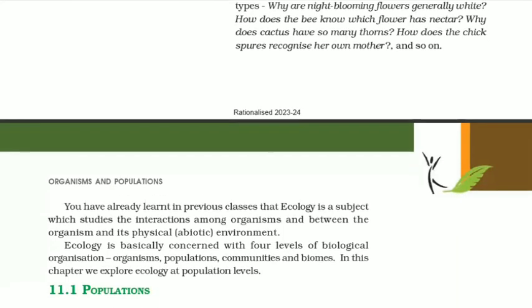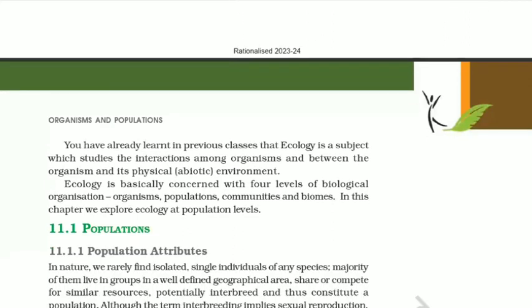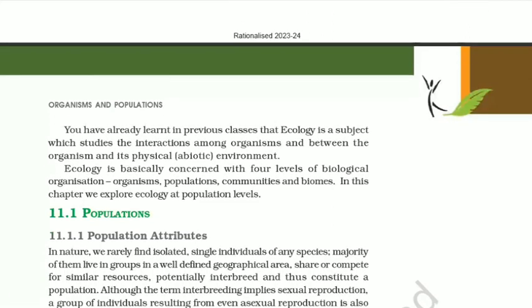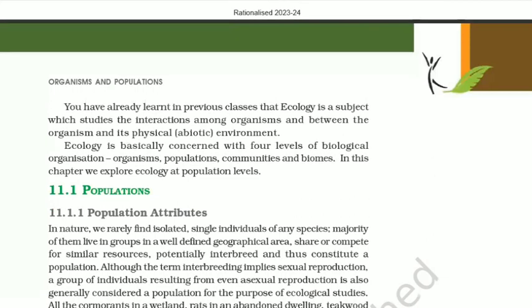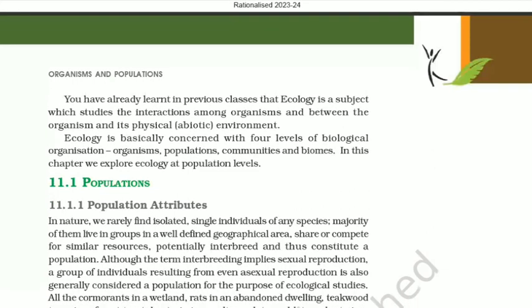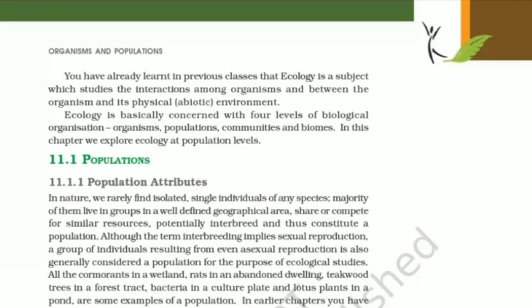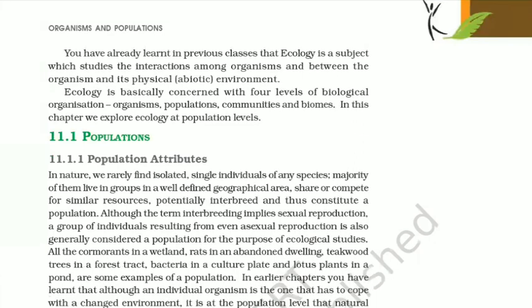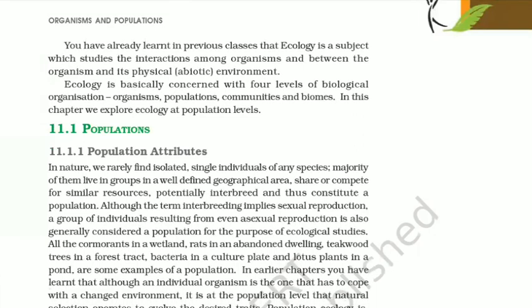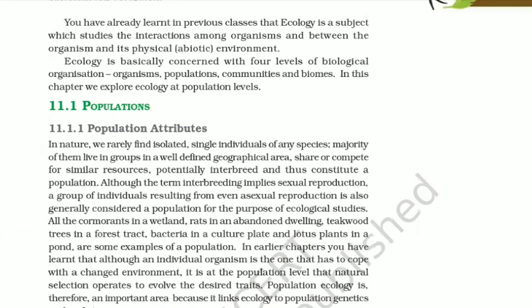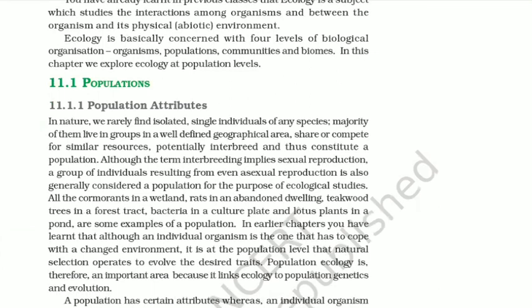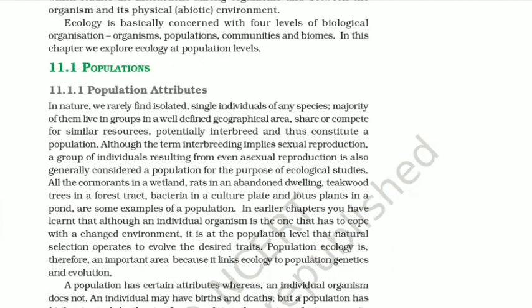And so on. You have already learned in previous classes that ecology is a subject which studies the interaction among organisms and between the organisms and its physical, that is, abiotic environment. Ecology is basically concerned with four levels of biological organization: organisms, population, communities, and biomes. In this chapter, we explore ecology at population level.